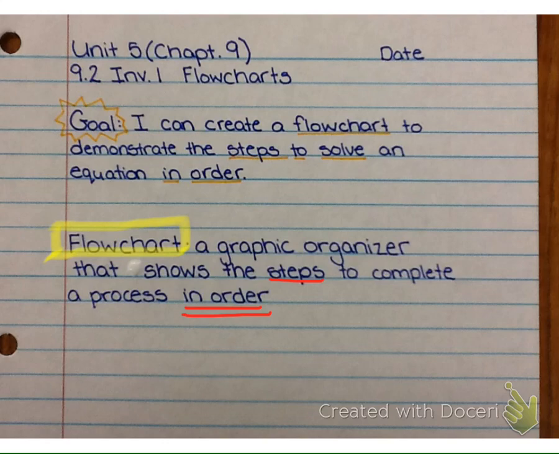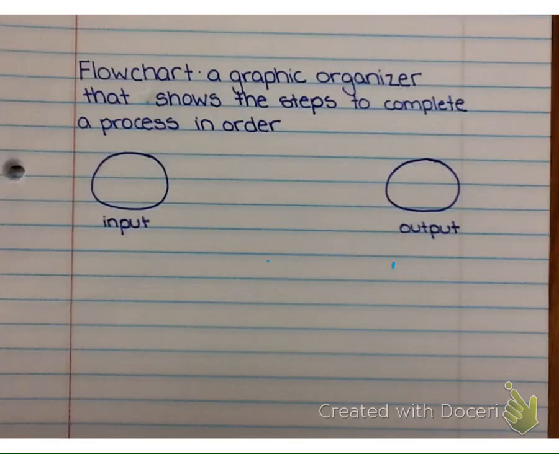Please notice that the important points are that the graphic organizer shows all of the steps and that it shows them in order. That's really important in math, as you know we've worked with order of operations in a past unit. The flowcharts that we're going to be working with are made out of circles and arrows. Each flowchart will have a circle at the beginning and the end. The first circle represents the input. The last circle will represent the output.